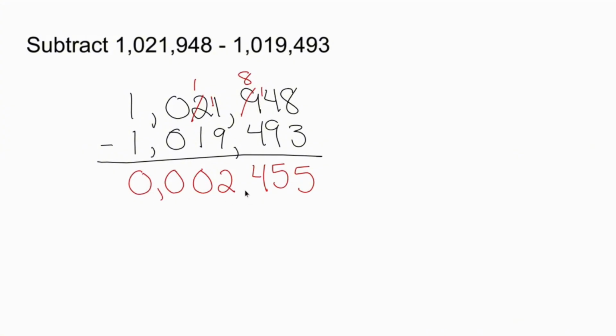So we drop down our commas and realize all of this stuff over here, I don't need it. So we end up with 2,455. And that's our answer.